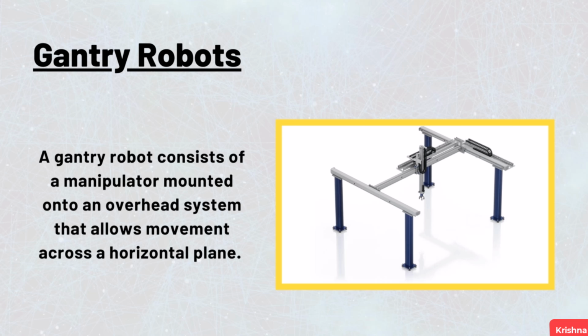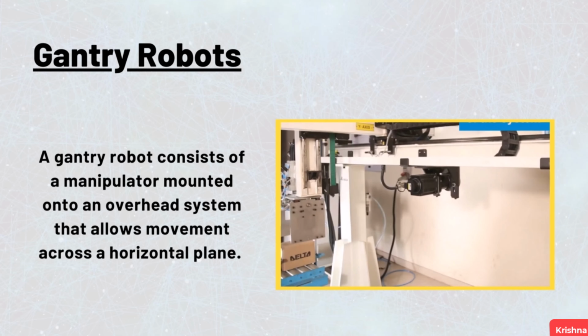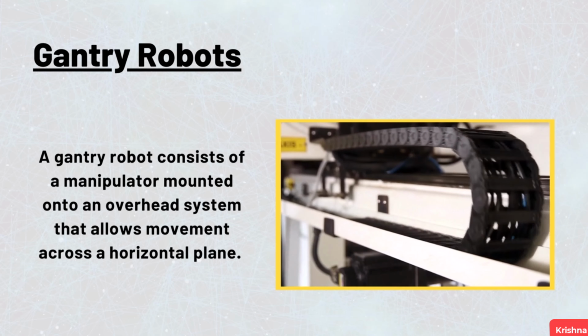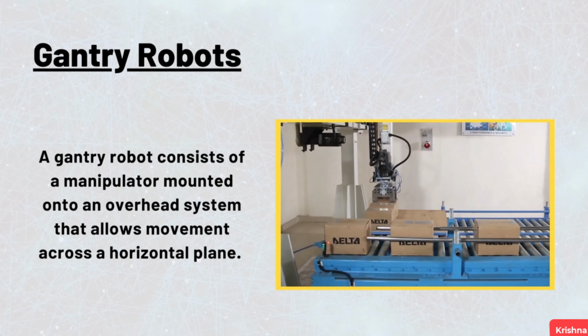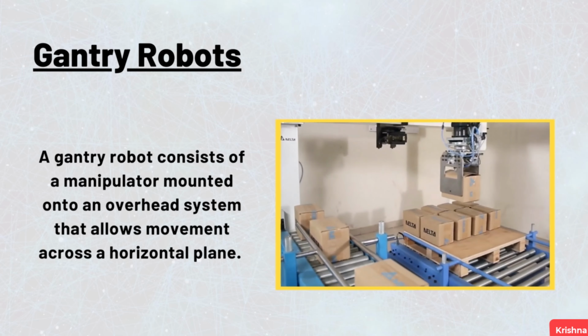A gantry robot consists of a manipulator mounted onto an overhead system that allows movement across a horizontal plane. They are usually large systems that perform pick and place applications, but they can also be used in welding and other applications. Gantry robot systems provide the advantage of large work areas and better positioning accuracy. Position accuracy is the ability of the robot to place a part correctly.